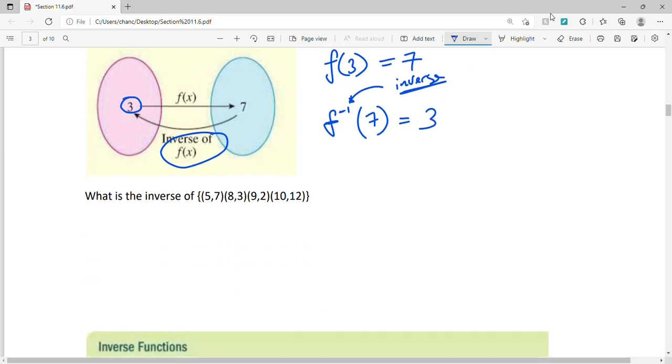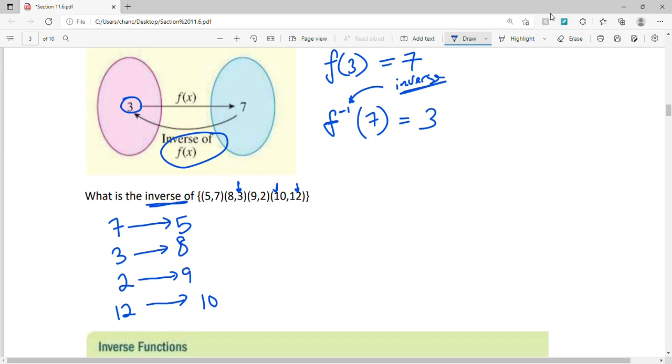So let's consider what the inverse would do to these points. The inverse would take a 7 and send it back to a 5. It would take a 3, which is the output, and send it back to an 8. It takes a 2 and sends it back to a 9. So again, it's doing the opposite. It's taking the output and giving us the input. So we'll take the 12 and send that back to a 10. This is the inverse of our ordered pair.